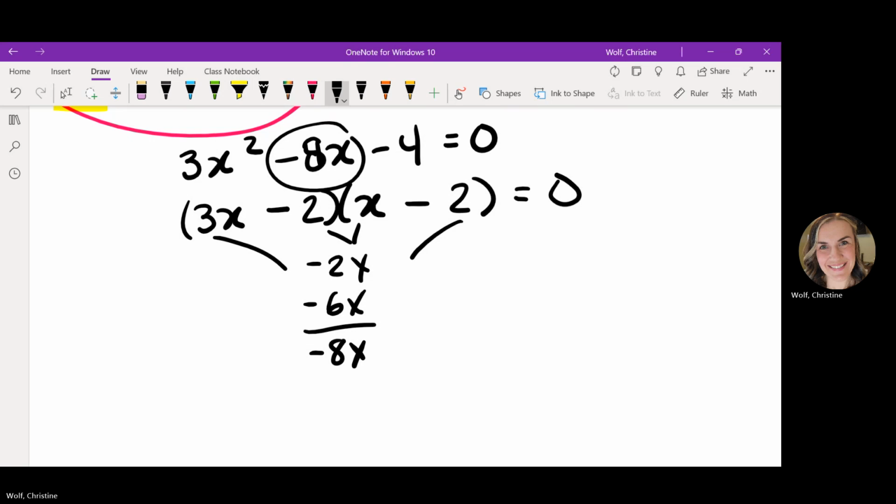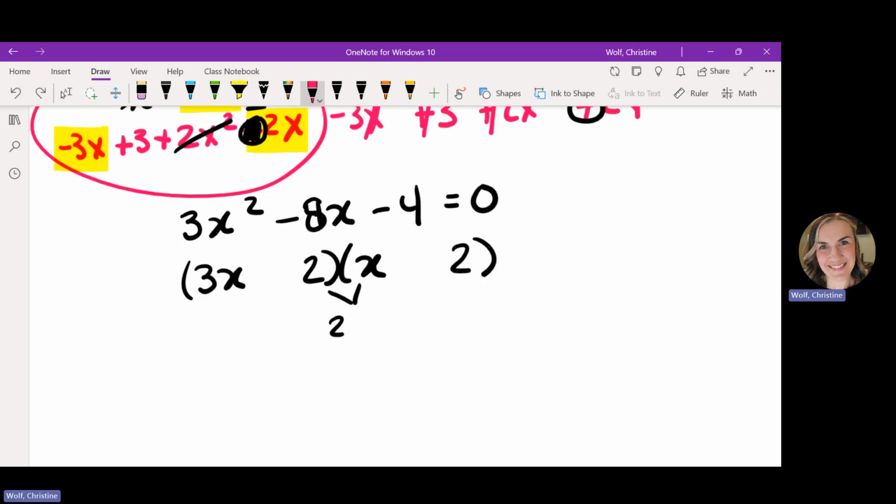If I choose them to both be negative, negative 2 times negative 2 should give me a positive 4, but I want a negative 4. Those don't give me a negative 4. That's how I know it doesn't work, because of my symbols. Even if I put a 4 and a 1, it still doesn't work. So guess and check is not working for us.